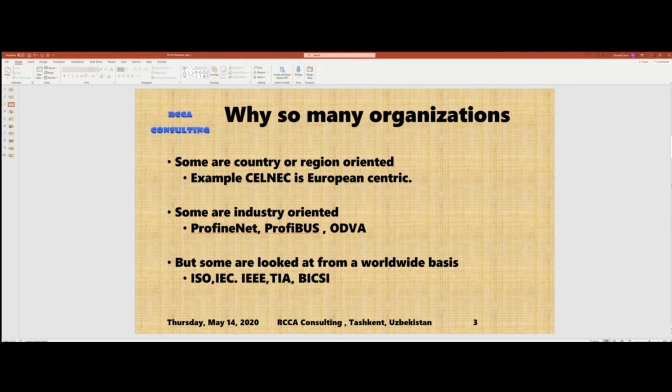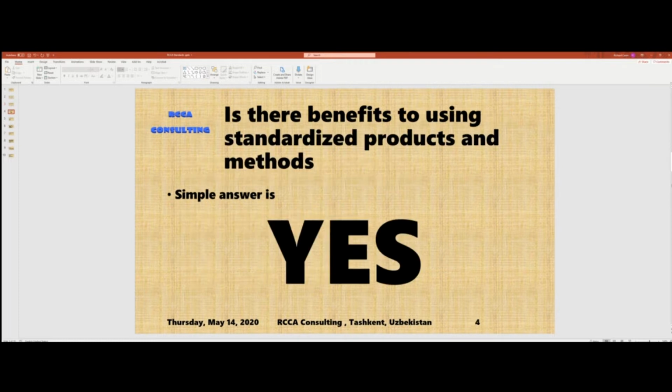So why so many? Well, you have to understand that some of them are country oriented. CENELEC is a very good example, since it's really targeting European nations. Others are industry oriented, like automation control, Profinet and Profibus. But others, probably more familiar to you, have a greater audience because they're worldwide, like ISO and IEC, TIA, BICSI, and IEEE more for the electronic side of the business.